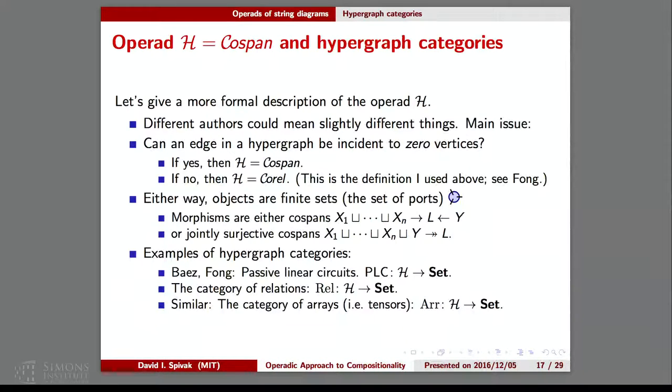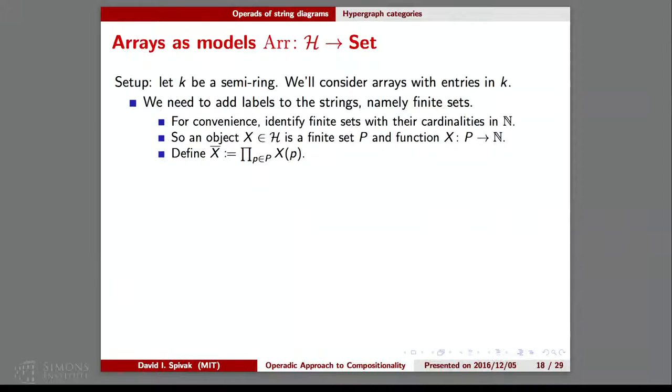So what are examples of hypergraph categories? Baez and Fong have passive linear circuits as a functor from this operadic set. H is just cospan, so H shouldn't look complicated. The category of relations is a hypergraph category. The category of arrays or tensors is a hypergraph category. You can compose arrays together to make a new array, and I'll be talking about that later with the dynamical systems. So if you have any semi-ring K, then arrays with entries in K will form a functor from H to set, a model of this theory of composition.